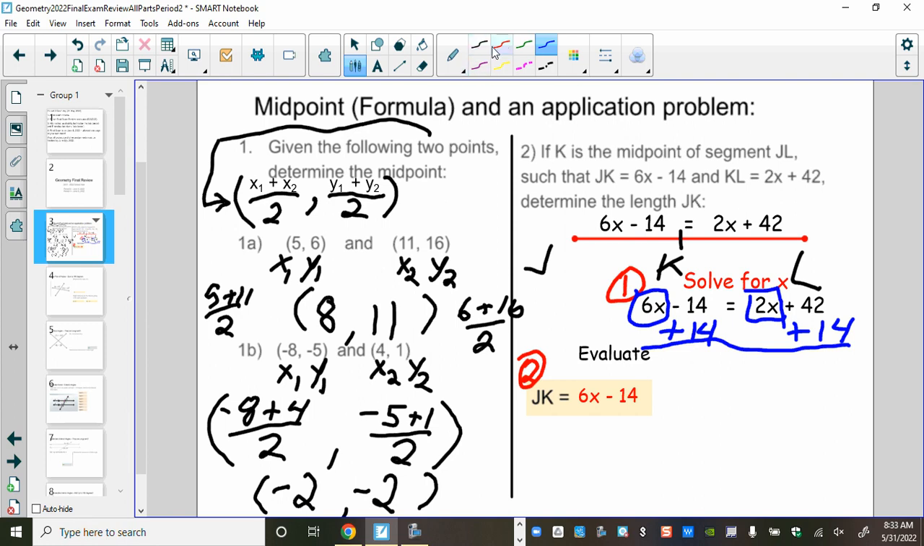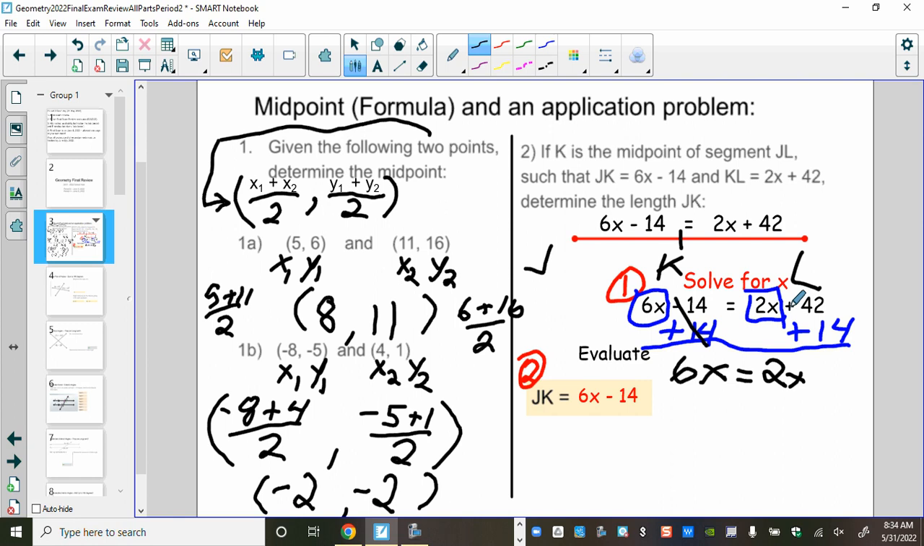So now we have positive 14 and negative 14, so the 14 disappears. You're left with 6x. Some of you got that. Equals 2x. Now the first step was always a free move.